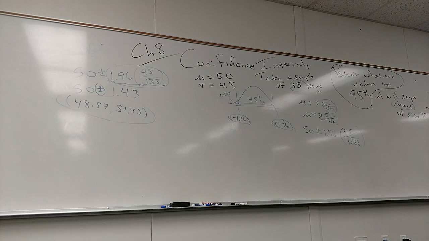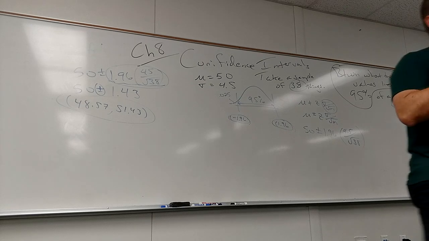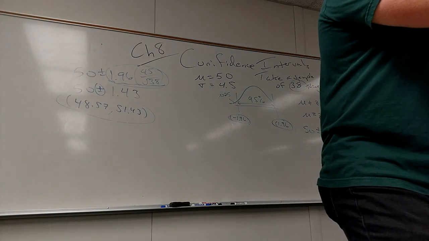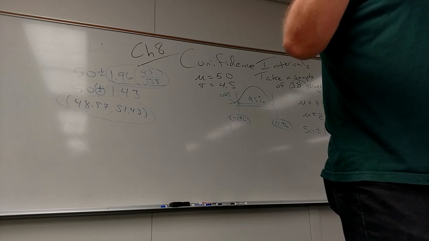So if I take a sample, can I figure out what mu is? What's mu represent? What's that symbol mean? The mean of the population. So can I figure out what mu is and what sigma is from a sample? No. What can I get from a sample? What's the symbol for the mean of a sample? X bar. And what's the symbol for standard deviation of a sample? S. All right. So X bar is an estimate for mu.